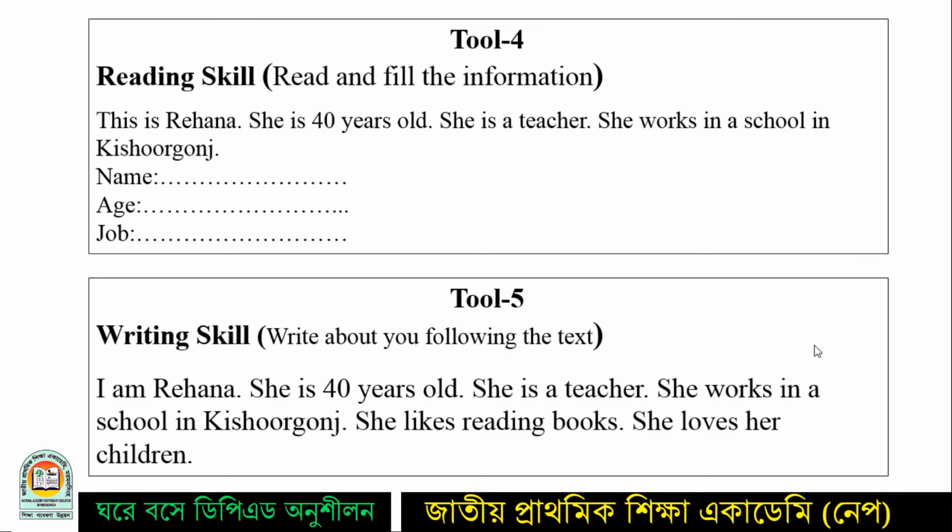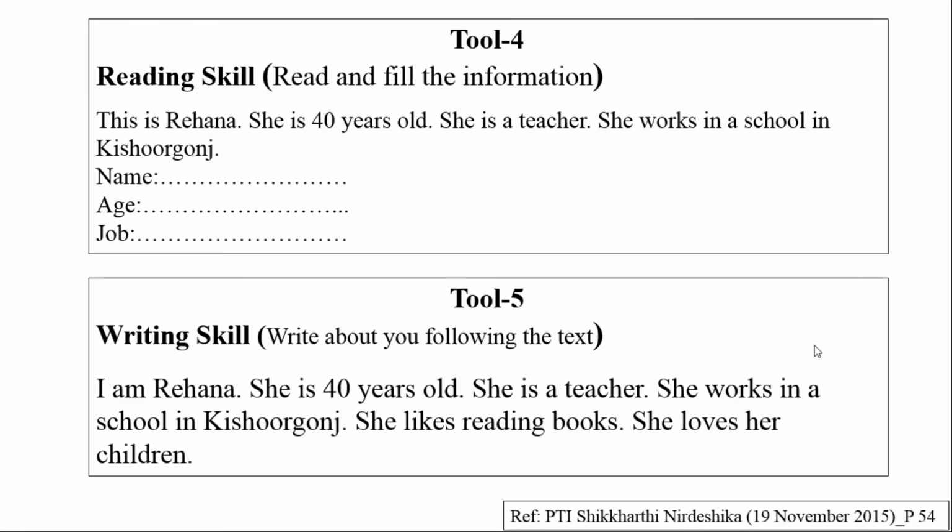And the last tool number 5, writing skill. Here focus, write how about you following the text. That means this is a demonstrative writing. The student will follow it but write about himself or herself. So these are the tools for class 1, class 2, class 3 and class 4. This is the sample tool. You can make yours by following these guidelines.